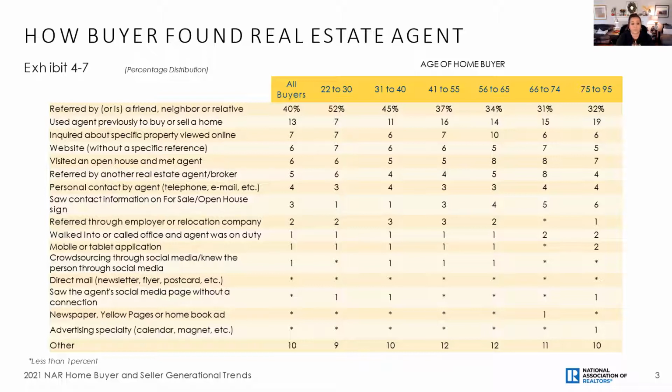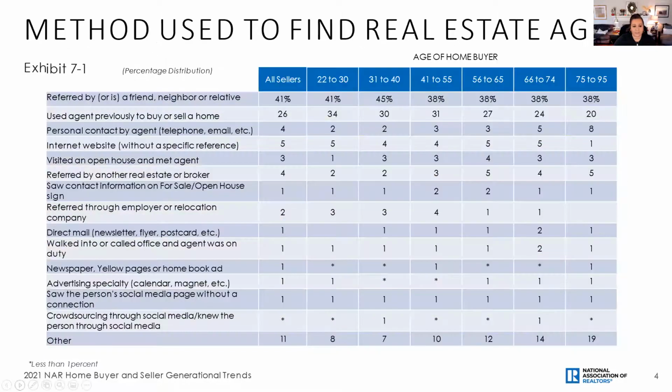So look at that. 40% of all buyers referred by friend, family, relative, or neighbor. And look at the statistics, the 22 to 30 age range at 52%, much higher than everyone else. And that is the upcoming market, right? These are the people that are really looking to buy, sell, and invest in real estate right now. So if you're not getting in front of them this way, you're missing out on half of the market. So definitely keep that in mind when you are working in your command database.